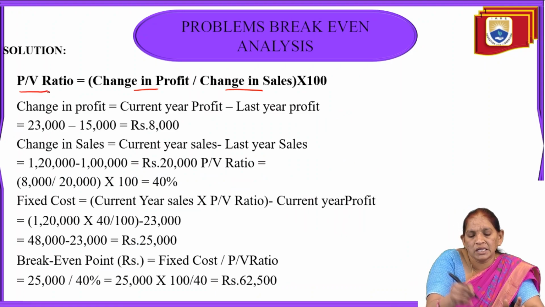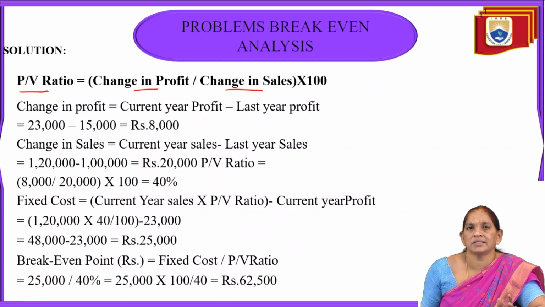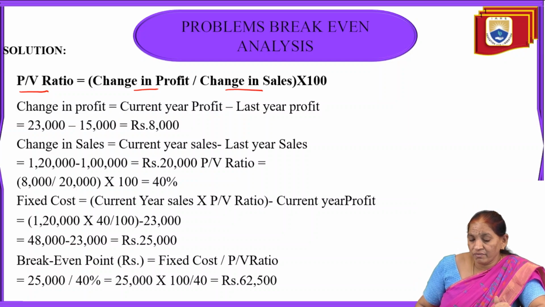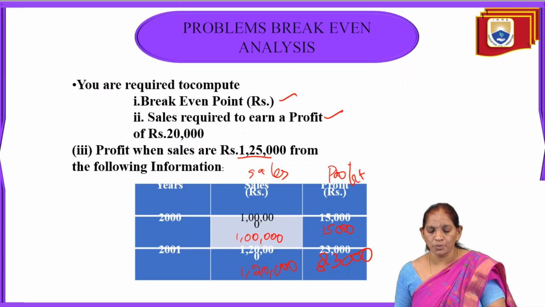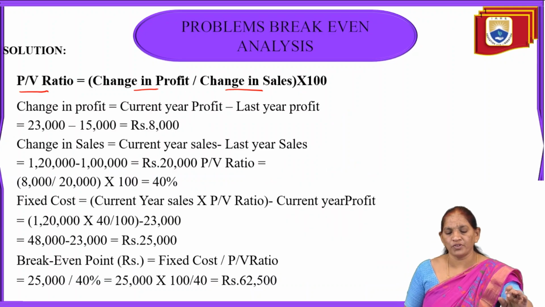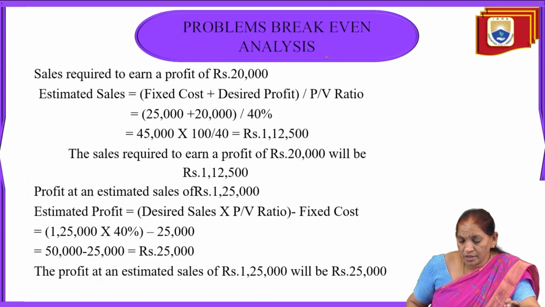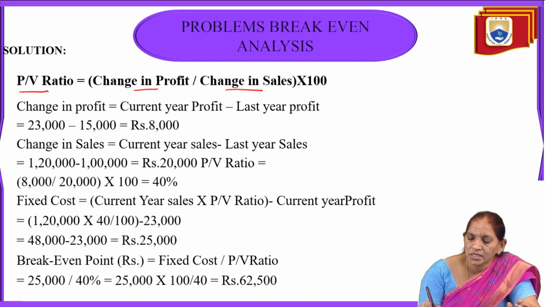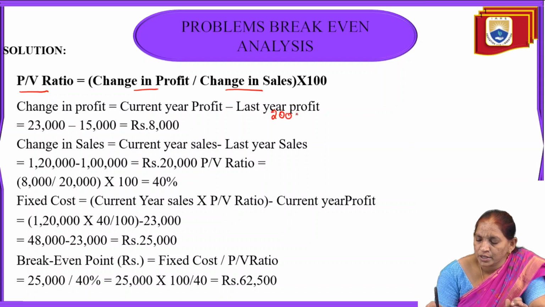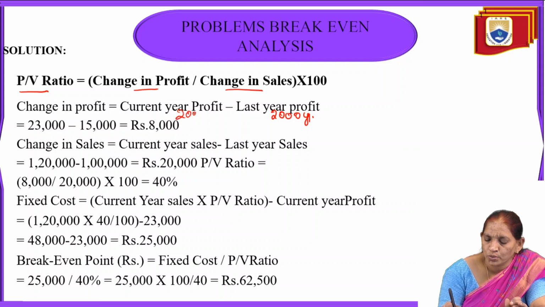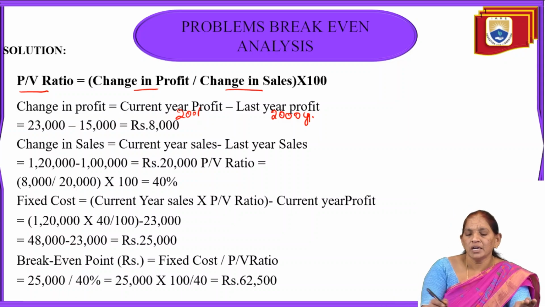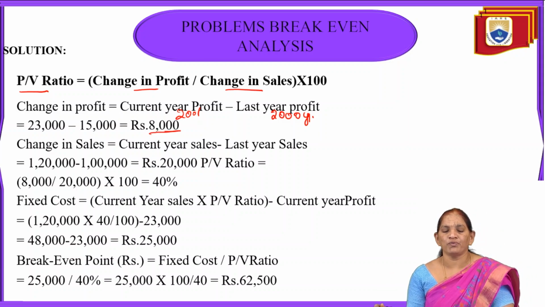So first we calculate the PV ratio from the change in profits by change in sales. Change in profits means current year profits minus last year profits. The current year is 2001 and the previous year is 2000. The profit given is 23,000 for the current year and 15,000 for 2000, and we are able to get 8,000. That is, the change in profits was 8,000.